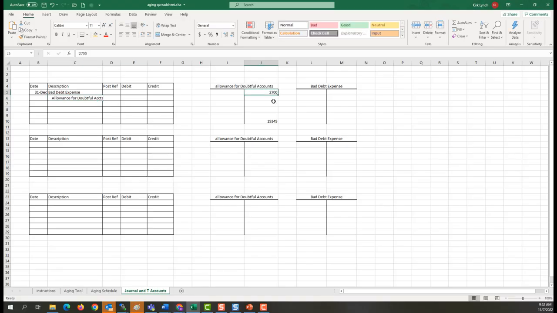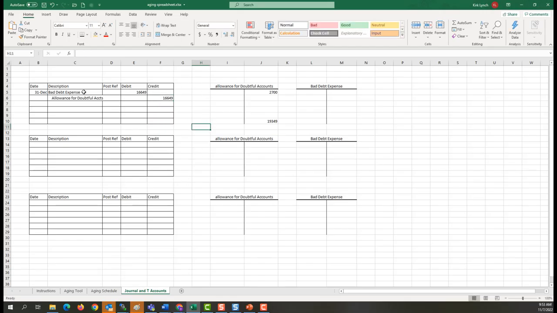Well, we already have a credit balance here from last year, and we want our ending balance to be $19,349. So the amount of this adjustment is going to be equal to $19,349 minus our existing balance of $2,700, or our adjusting amount will be $16,649. And there's our adjusting entry.